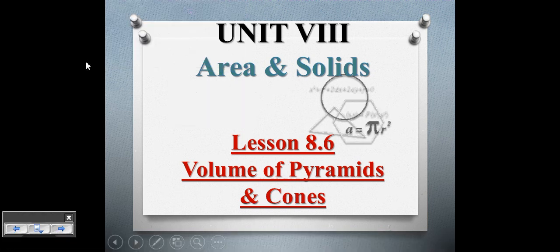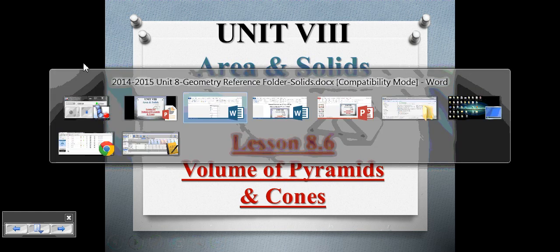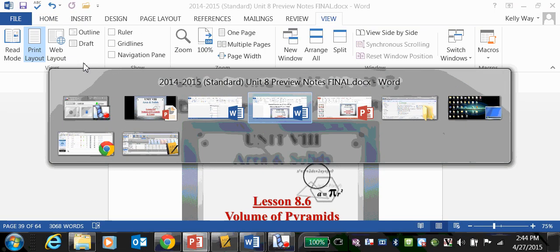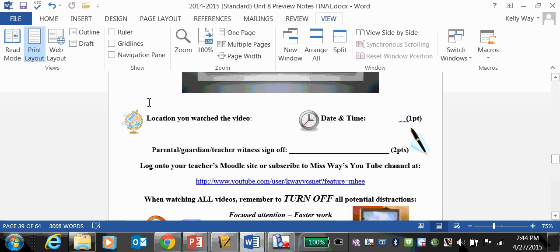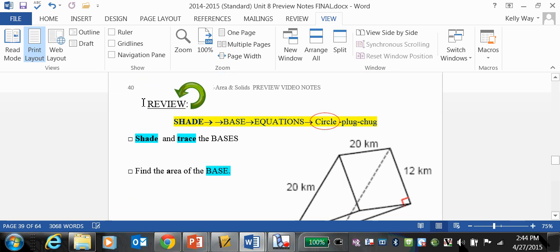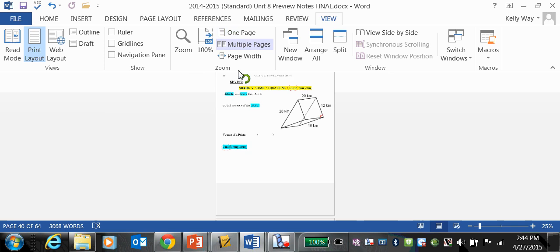Okay, students, we are doing lesson 8.6, volumes of pyramids and cones. Make sure you have colors handy and a calculator. Looking at your preview notes, make sure you get a sign-off, date and time. And here is your review problem.